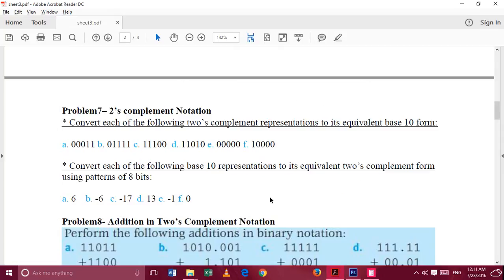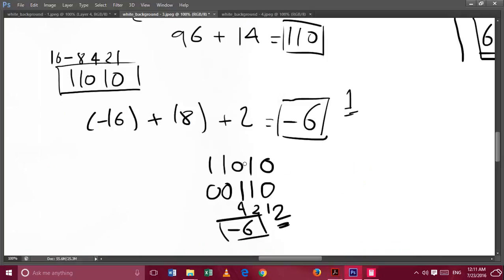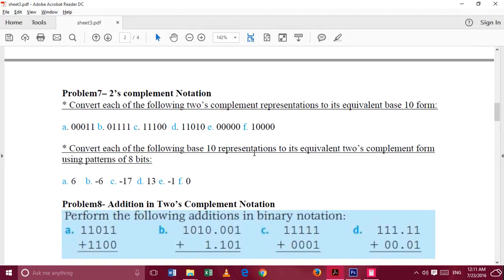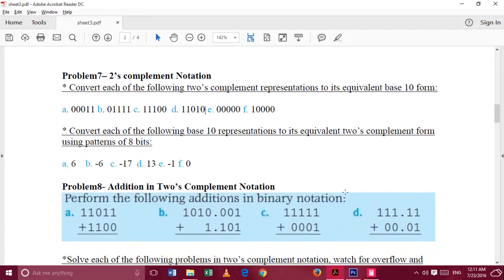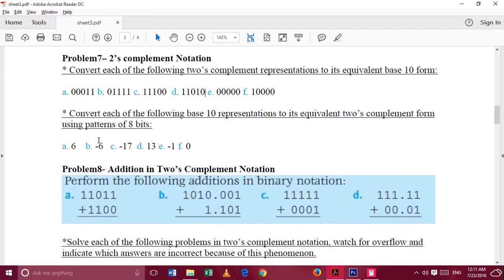Okay, so that's how we convert 2's complement to its base 10 or its decimal equivalent. Okay, next. Now we need to convert this base 10 representation to 2's complement using 8 bits pattern. So essentially we are doing the opposite of what we did here. So let's pick a number. We need to convert this decimal number to its 2's complement equivalent using 8 bits.